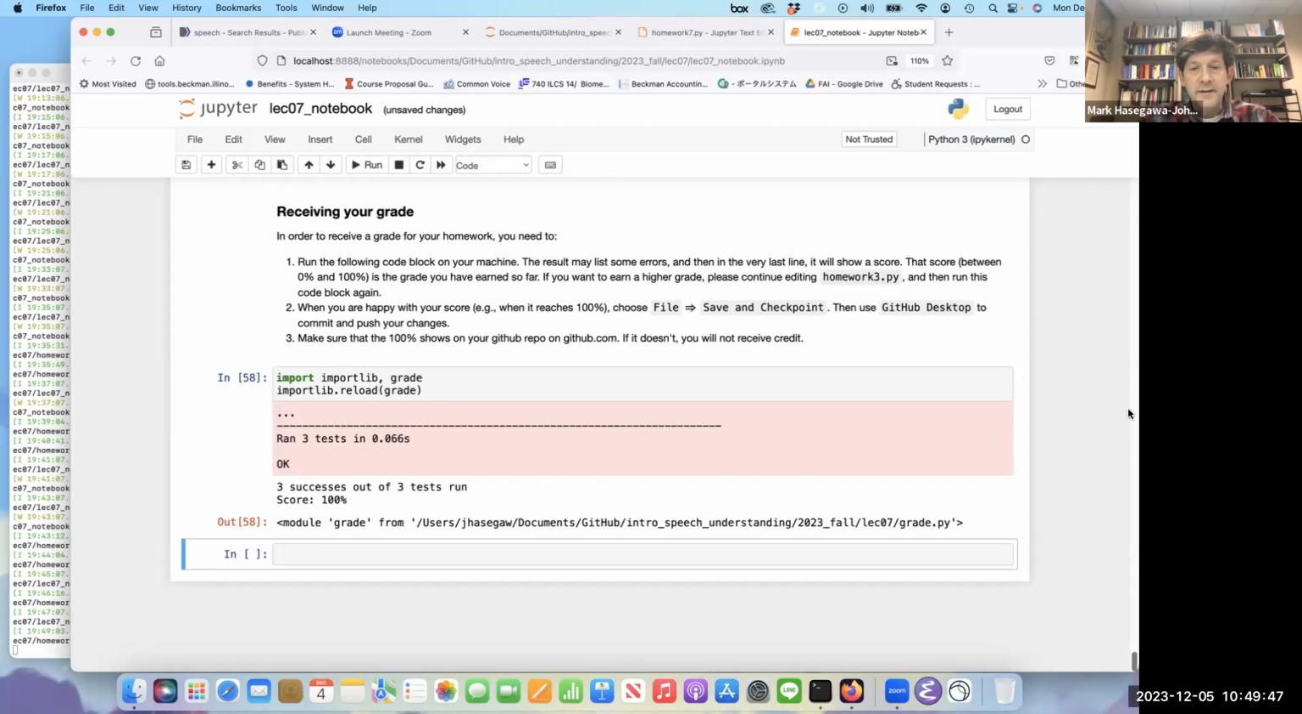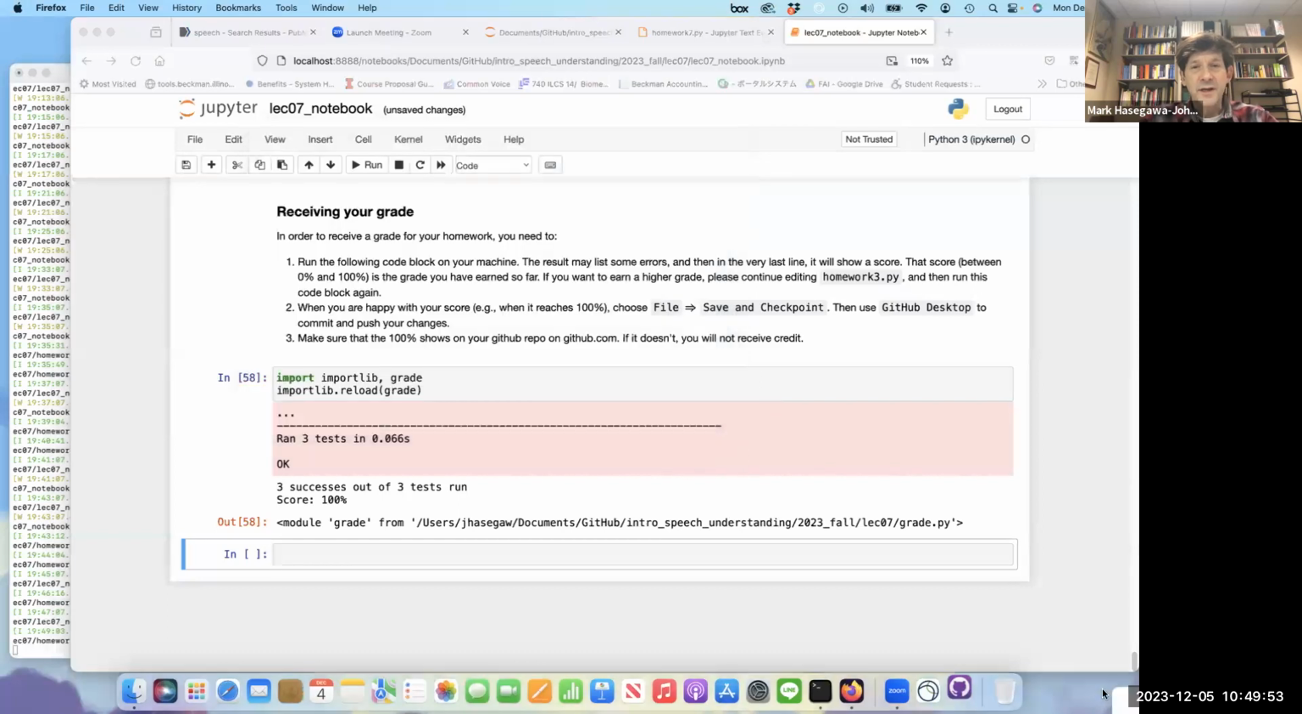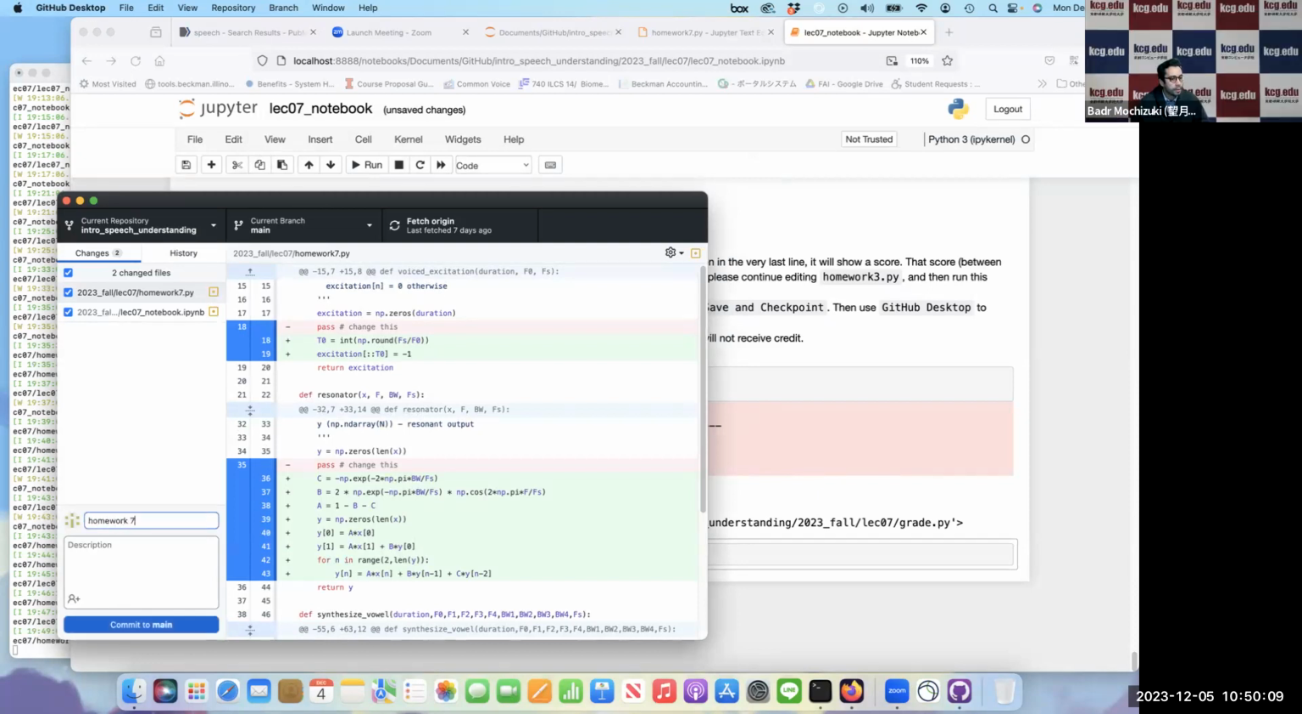Okay. And then very important, upload it to your GitHub. So open GitHub Desktop and enter a summary, click commit to main and click push. Professor, do you want to just translate that? We want to enter a summary, homework 7, and then commit to main and then push.